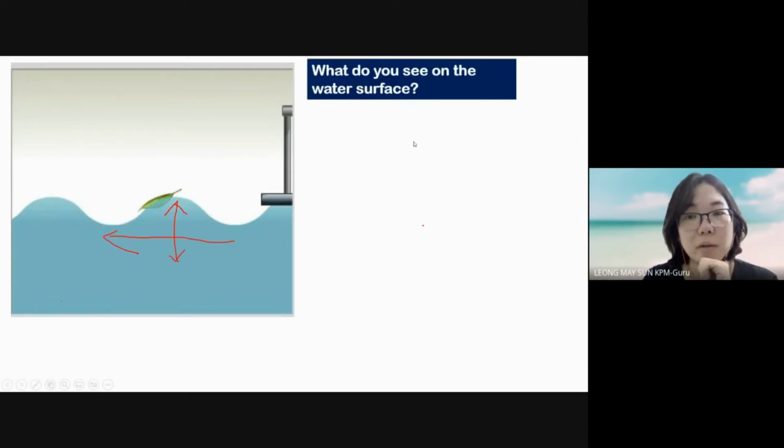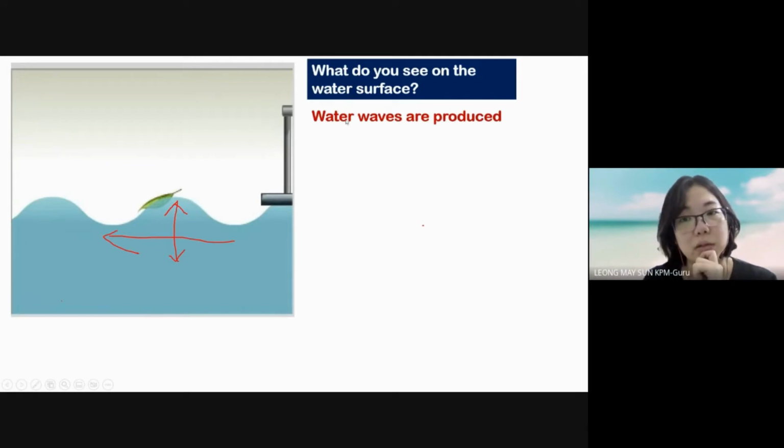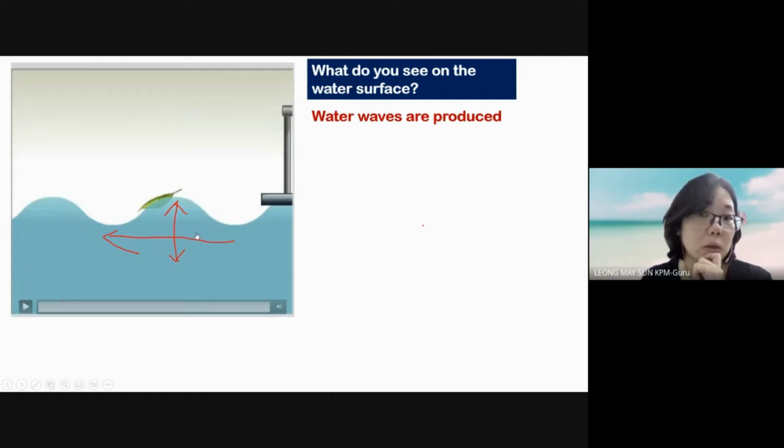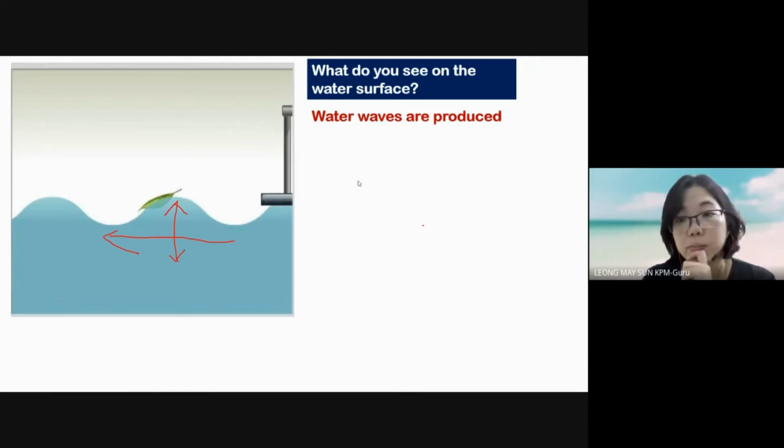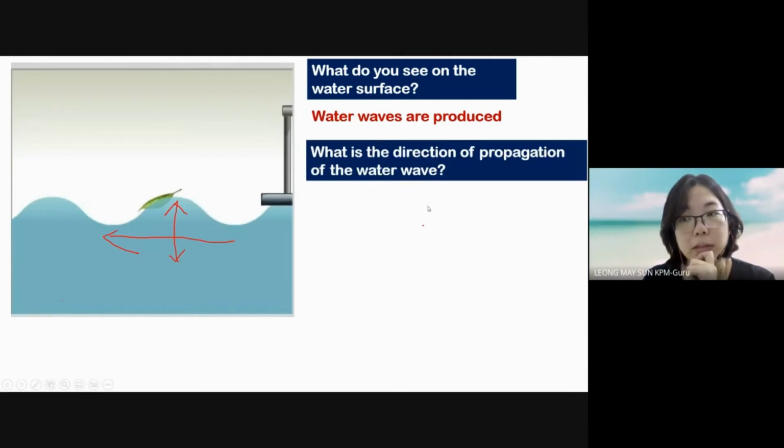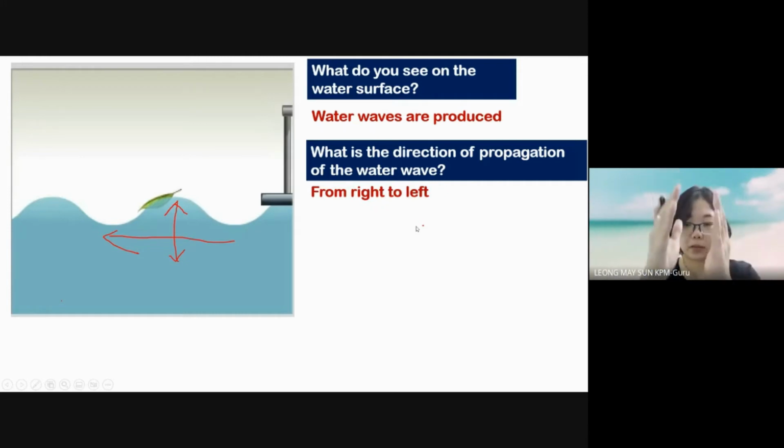Okay, so what do we see on the water surface? Water waves are produced because the medium here is water. The disturbance is on the water, so therefore the water wave is produced. Then, what is the direction of the wave propagation? From the right towards the left, from the source of vibration, moving away. So the energy will always move from the source of the vibration, away from it.